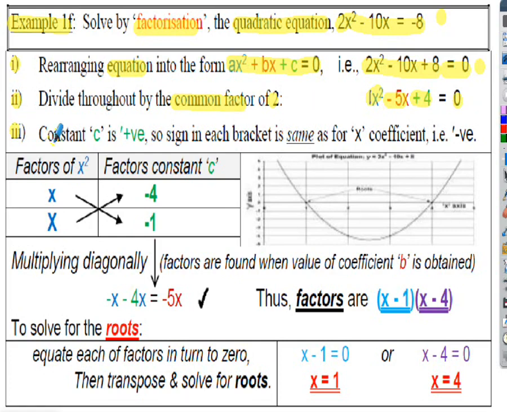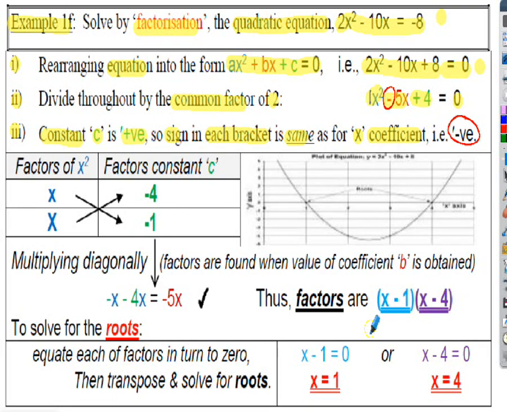Now step 3 states that if the constant c is a positive value, which it is in this particular case, then the sign in each of the brackets that we're going to form is the same as the x coefficient sign. Now in this case the x coefficient sign is negative. So that means the sign in the brackets will be negative.